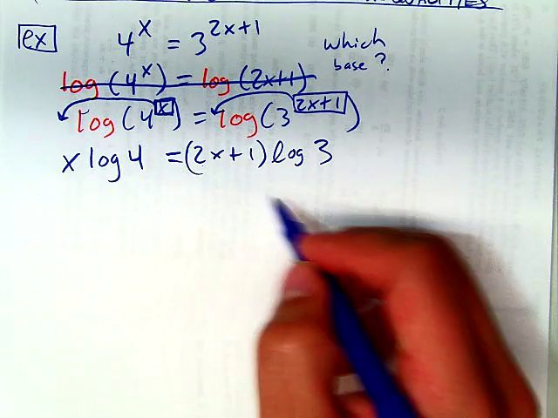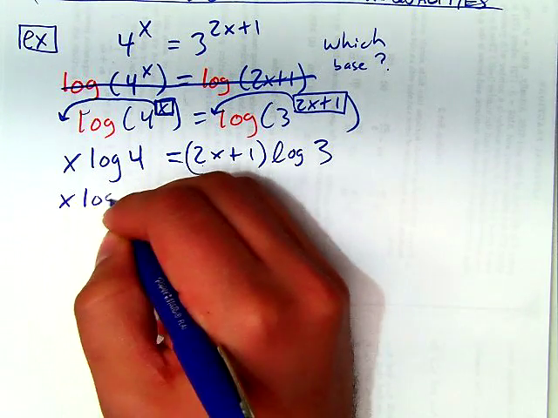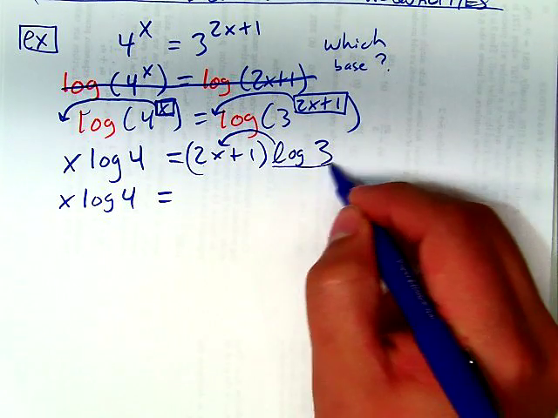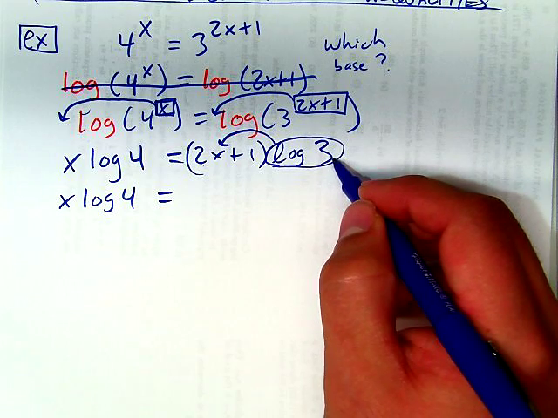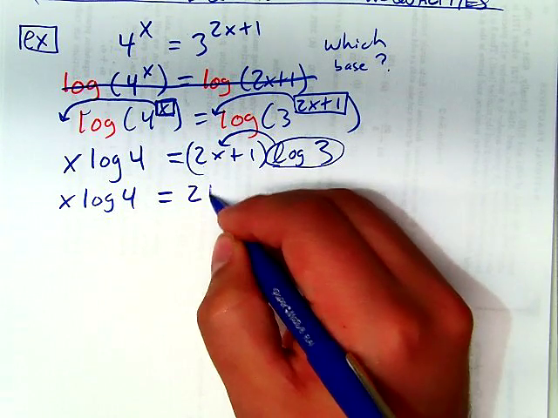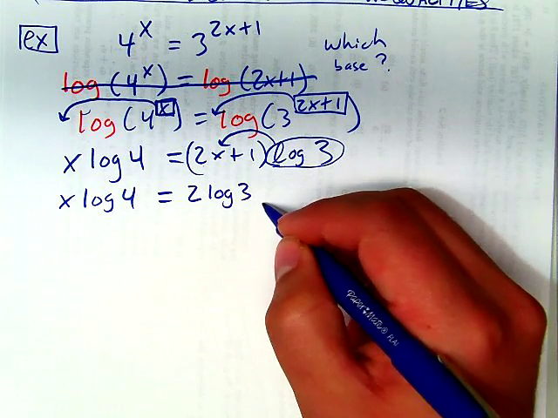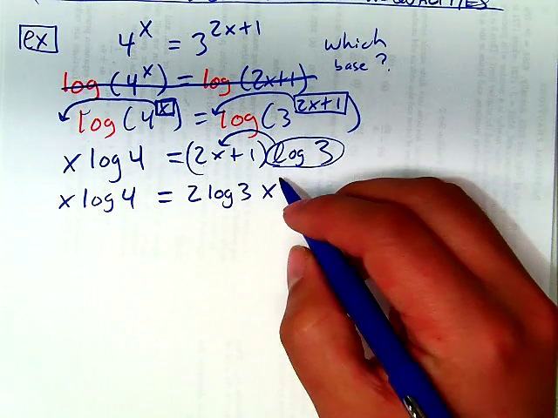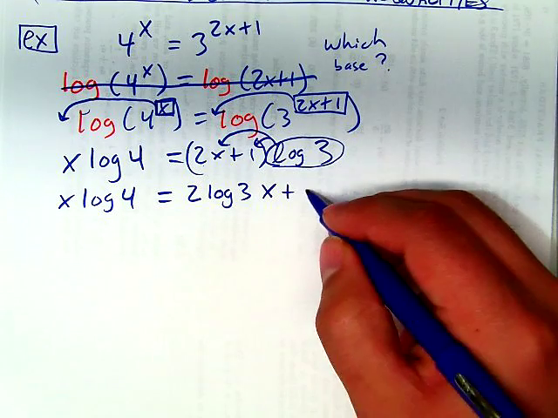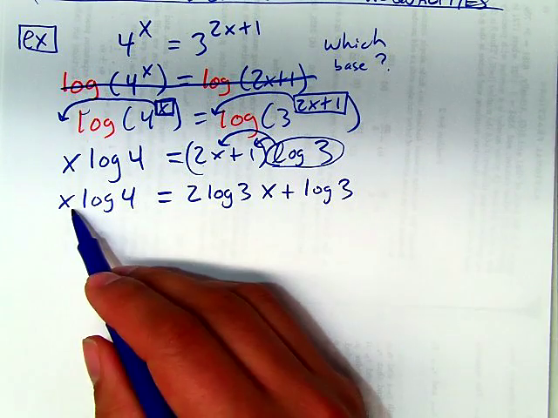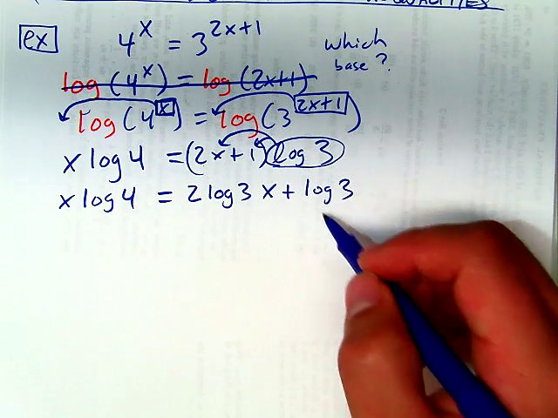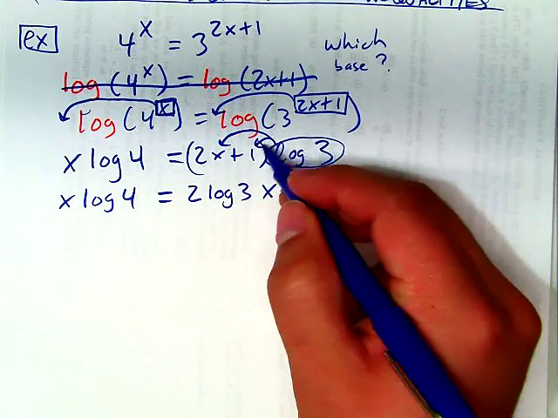Okay, and now if we're going to try to solve for x, we want to get all the x's on the same side. So first we're going to have to distribute this log of 3, which again, is just going to be a number. I don't know what number that is, but when you have a number times 2x, you can multiply 2 with the number. So it's 2 log 3 times x, plus, and now we distribute log 3 to 1. So we get x log 4 equals 2 log 3 times x plus log 3 after we distribute here.